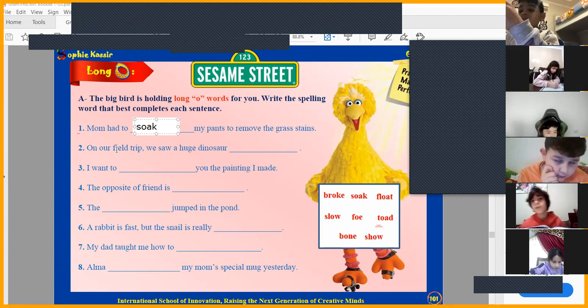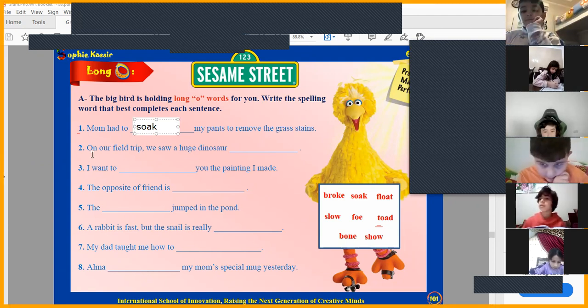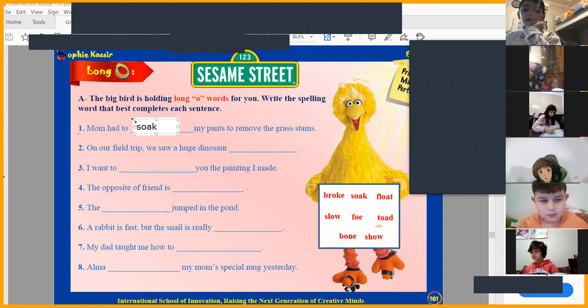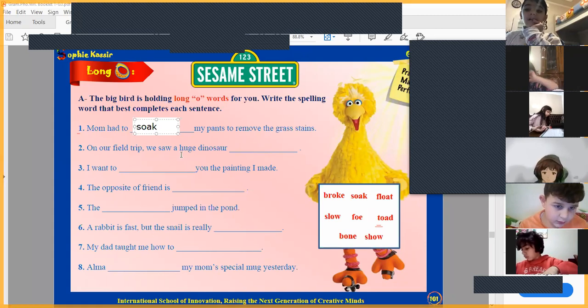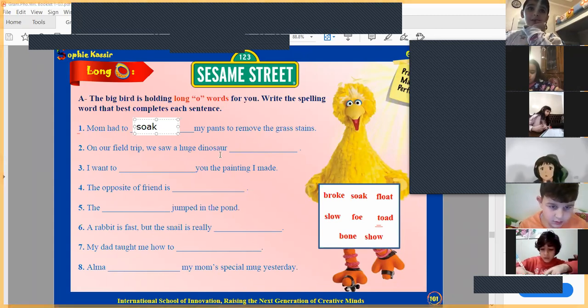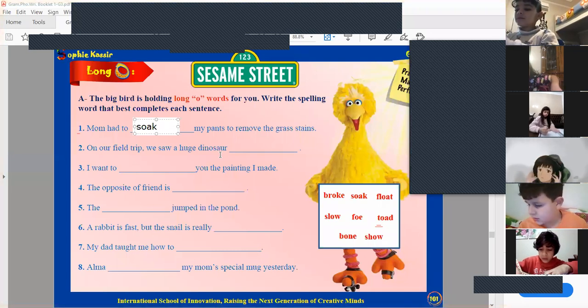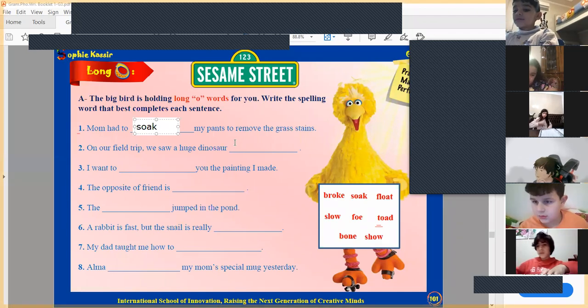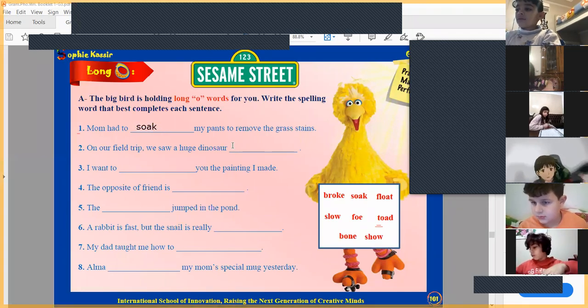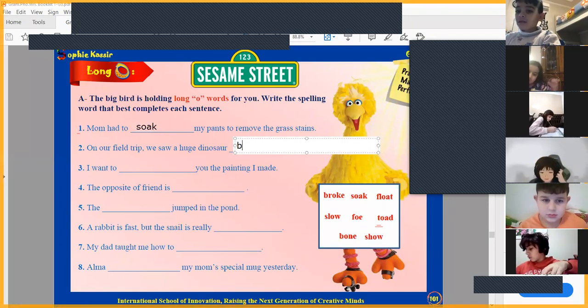Yalla, Ali Asi, read number 2, please. On our field trip, we saw a huge dinosaur. Yeah, we saw a huge dinosaur. What? Bone. Bone.